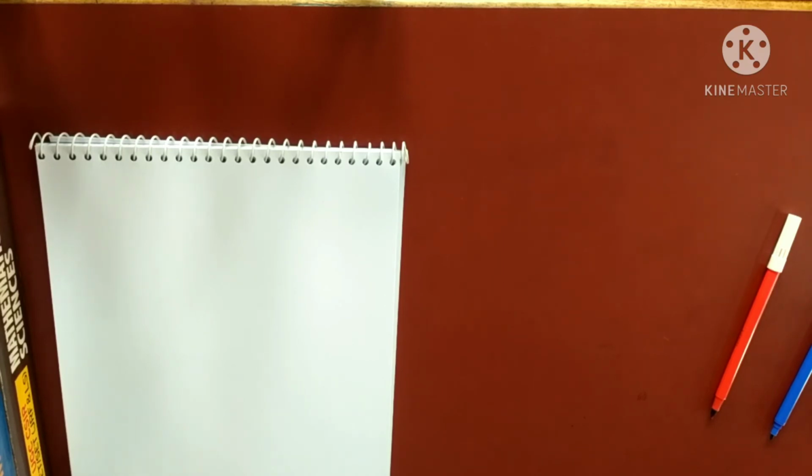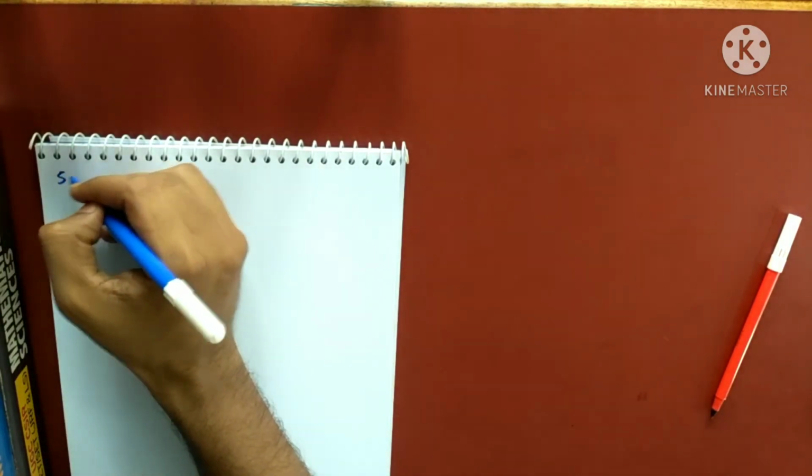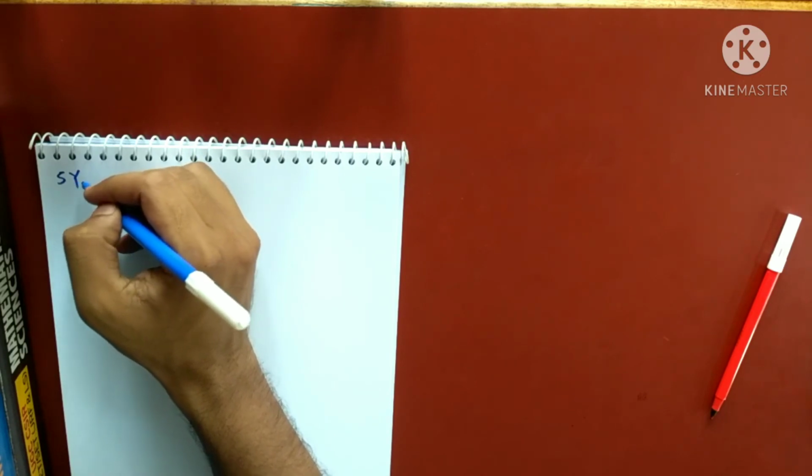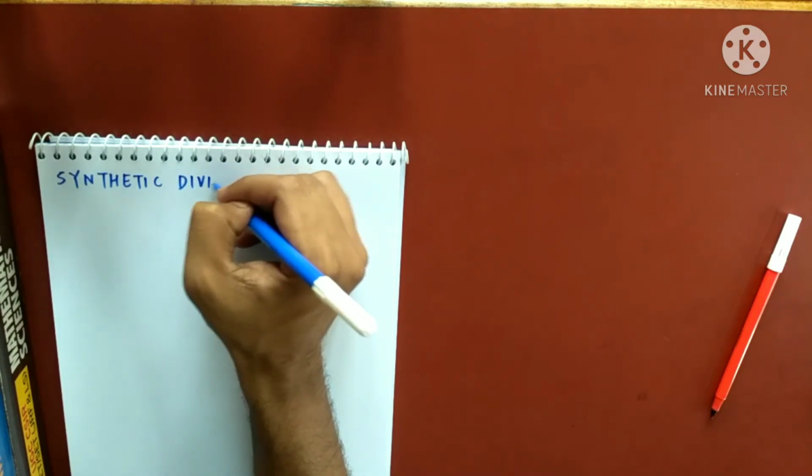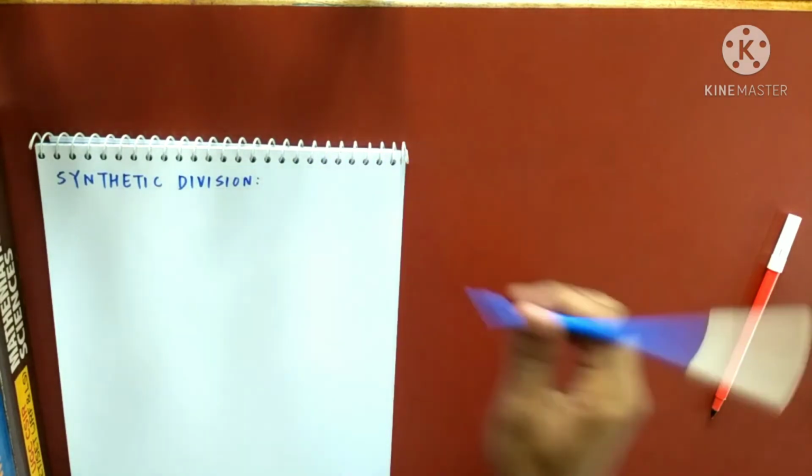Now we might think, is there any easy way to find the quotient for the same? That means when I have a linear polynomial and with that I am dividing another polynomial of any degree, is there any shortcut method or a simple method to find the quotient also? Remainder we know by the remainder theorem, but is there any shortcut method to find the quotient? The answer is yes, and that is known as synthetic division.